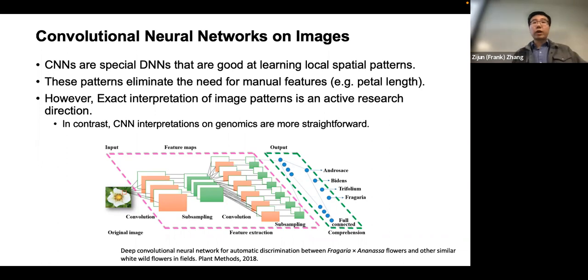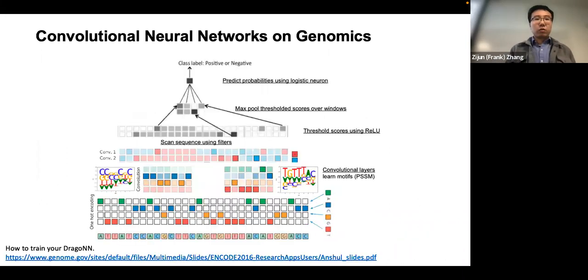But it's still quite challenging to actually understand what sort of image patterns are being used by the model to make a prediction. In contrast, applying CNNs in genomics is very straightforward to interpret in terms of what sort of evidence is being used. As an example, what I'm showing here is the same type of convolutional neural network, but applied on genomics. The difference between a DNA sequence and an image is that a DNA sequence is one-dimensional, right? It only goes from, say, the 5' end to the 3' end, versus in images, you can have the height and the width, right? So that's considered a two-dimensional CNN.